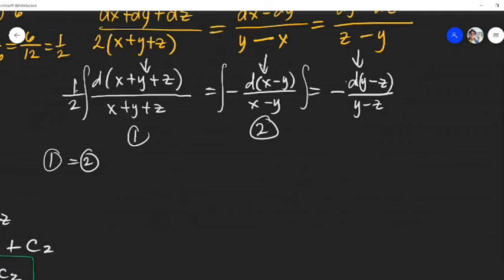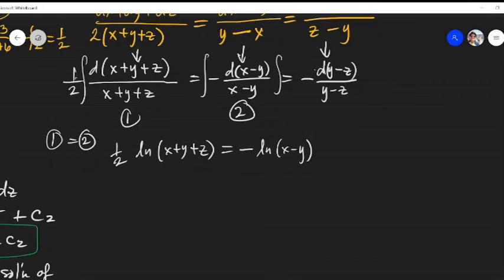So from the first and the second, we have the integral: 1/2 ln of x plus y plus z is equal to a negative of ln of the denominator, x minus y. Okay, and don't forget to add a constant. Since there is a natural logarithm for both terms, we are going to take the natural logarithm of the arbitrary constant c sub 1 also.